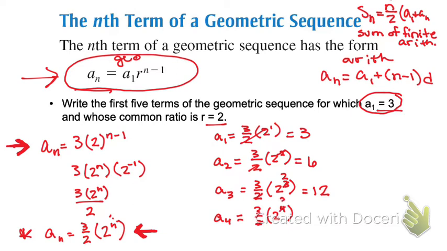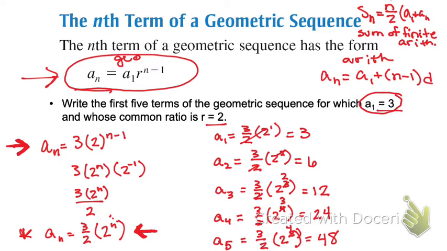Well, 1 reduces, so it's 3. So 2 to the third is 8. 24. Anybody can tell me what a sub 5 is before we get there? It should be 48, right? So 2 to the fifth reduces to 4, so 16 times 3 is 48.